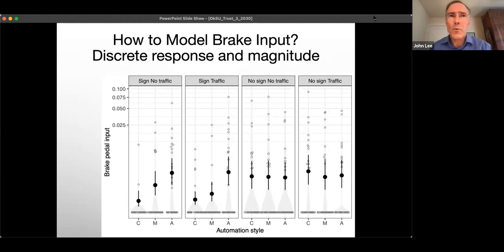So this is the brake pedal input. And what you see are a whole lot of responses down at 0, where participants were satisfied with the trajectory, didn't press the brake pedal. And then above that, you see cases where they did press the brake pedal. And when they did, there were differences in magnitude.